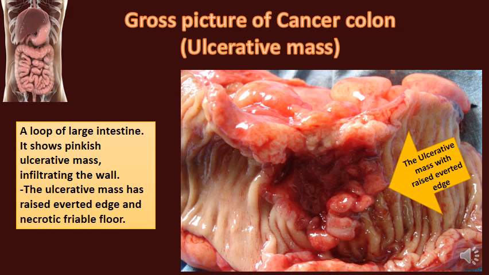Another pattern for the gross picture of cancer colon, which is the ulcerative mass or the malignant ulcer. We have here a loop of the large intestine showing a malignant ulcer or ulcerative mass, the pinkish one here, having a raised everted edge and necrotic friable floor and fixed indurated base.